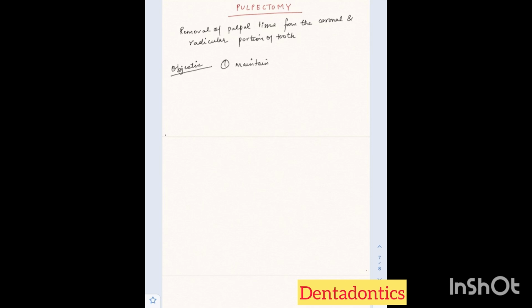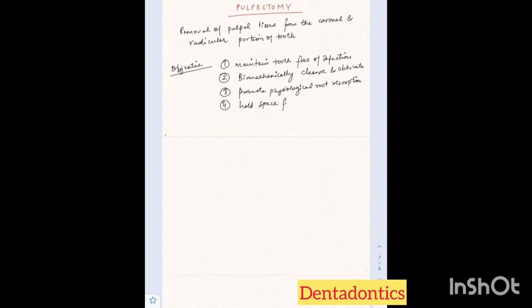Coming to the objectives, the main aim of the pulpectomy is to maintain the tooth free of infection, to biomechanically cleanse and obturate the root canal, promote the physiological root resorption of the tooth, and hold space for the unerupted permanent tooth. The main aim is to preserve the tooth in the arch.